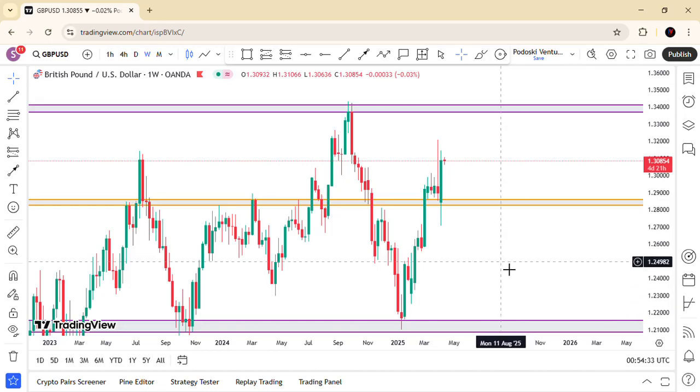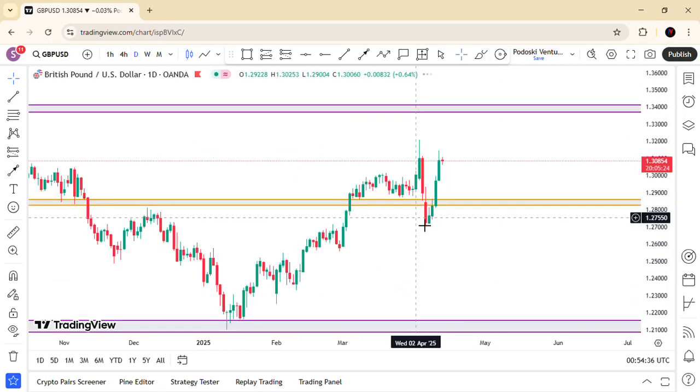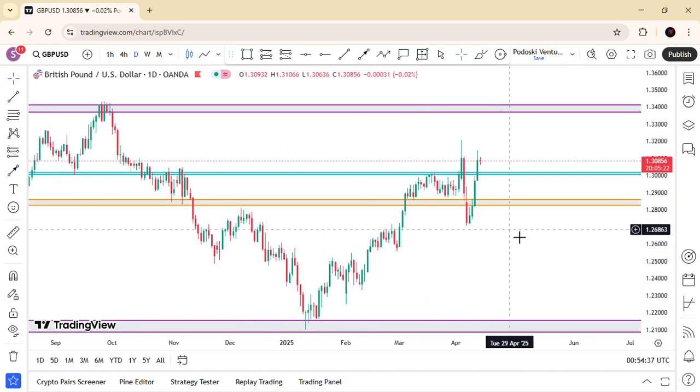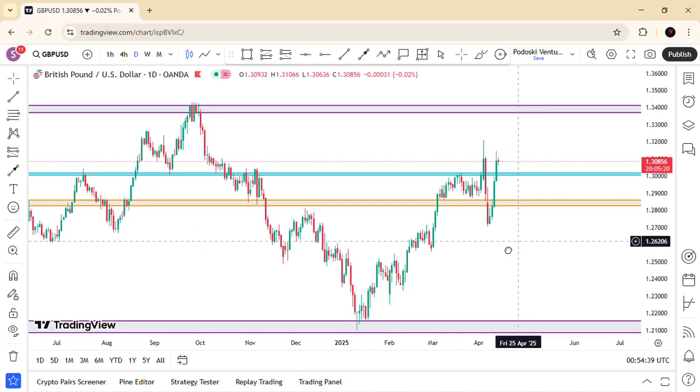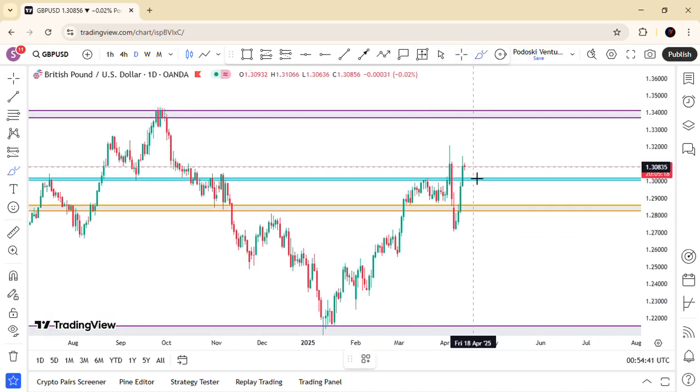So let's go to the lower time frame and see how we can pick the entry on GBP USD. On the daily time frame, I have my daily midway zone here, and you could see price has broken out of that zone and is going to the upside.